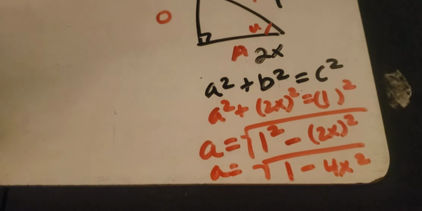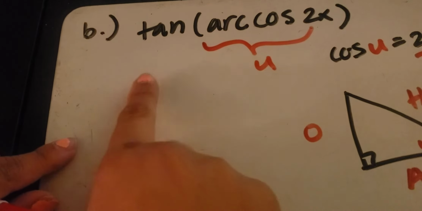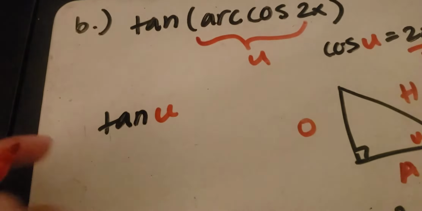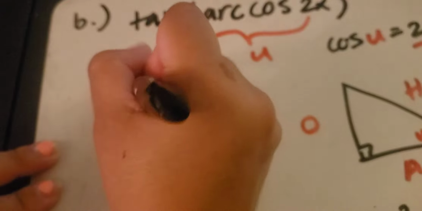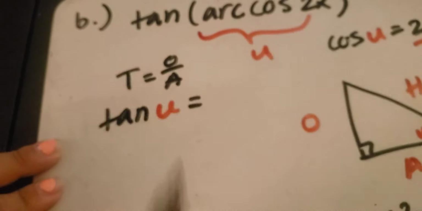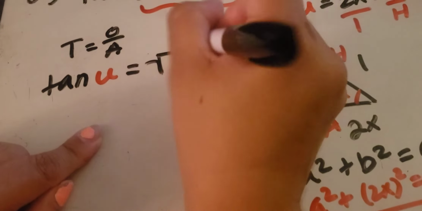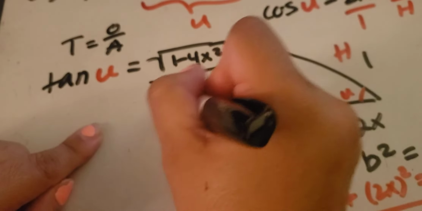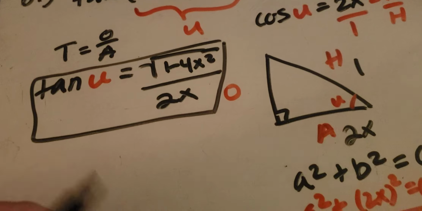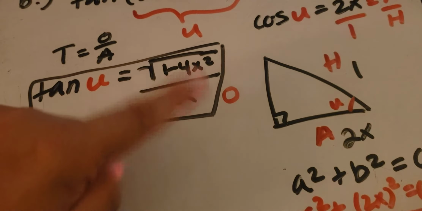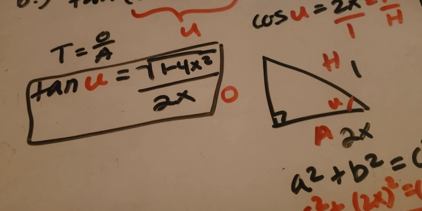Okay, so remember that. Okay, so I want the tangent of u. So tangent of u. And remember, tangent is TOA, opposite over adjacent. Okay, so our opposite side, that's what we just solved for. So that's the square root of 1 minus 4x squared. And our adjacent is 2x. And that's our final answer. Okay. Square root of 1 minus 4x squared divided by 2x. Okay. And that's it, guys.